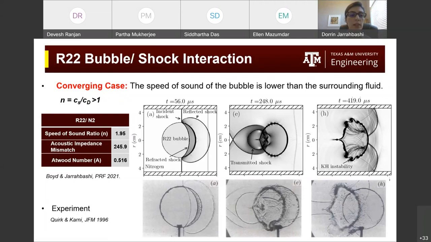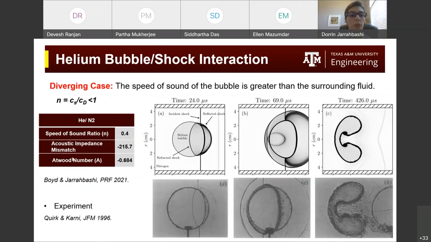We also looked at the diverging case of the helium bubble, in which the speed of sound ratio is less than unity. And because the acoustic impedance mismatch is negative in the case of helium, the reflected wave is a refraction, whereas in the previous case, it was a shock wave. As a result of the lower density associated with the helium, the bubble substantially deforms into this kidney-shaped structure, for which, again, we found good agreement.